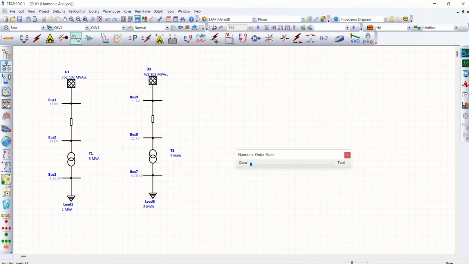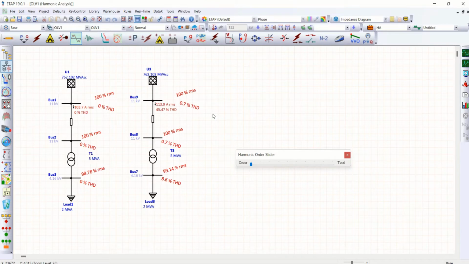Now rerun this. You could see a slight change in values of THD. I got 8.6 THD at bus number 7, whereas in the previous case, we got this number slightly lesser than this. Now, bus number 9 and 8 have a value of 0.7 THD, whereas in the previous case, we got slightly less than this value, I guess 0.644, this number. Okay, then we have to calculate this value and check whether the calculation matches this ETAP software exactly or not.